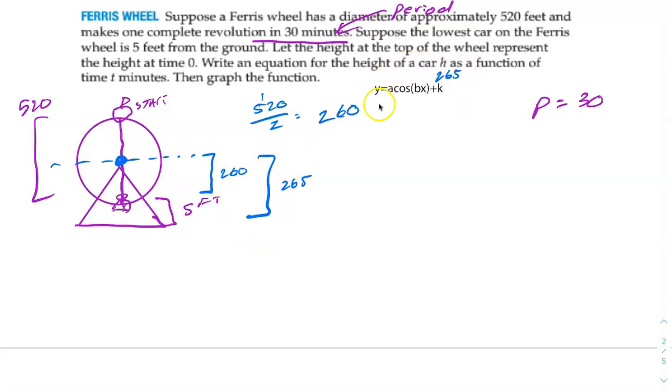Now after I do that, I always like to find the amplitude. Well, the amplitude in this case is easy. It's spinning around the circle here. So it's just the radius. And we found that. It's 260. So there's my amplitude. The only thing I have to find now is my B.